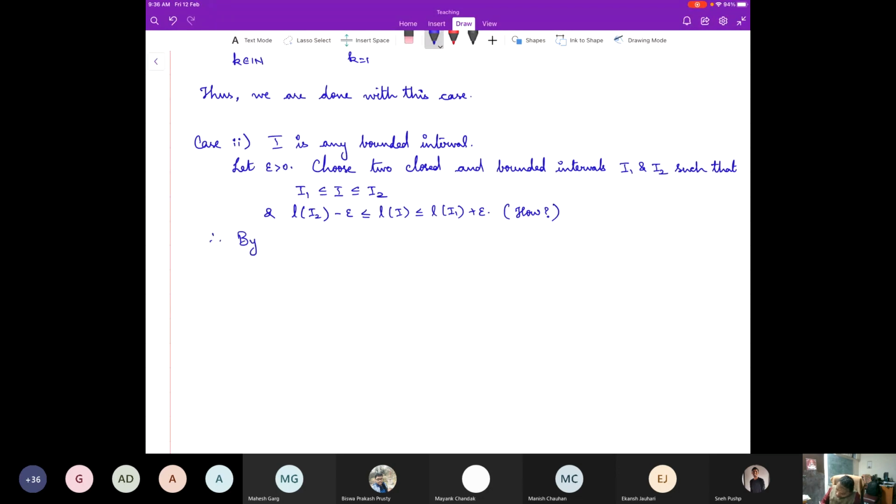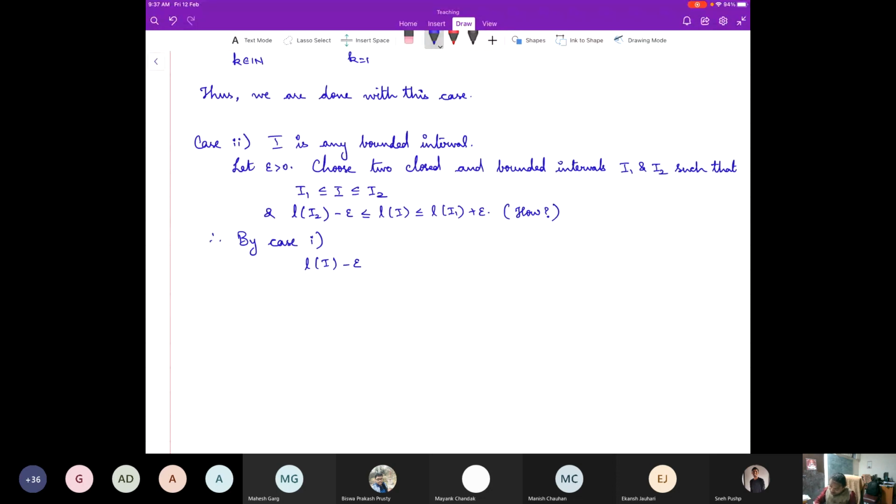Therefore, by case 1, so I'll have to show that length of I minus epsilon is less than or equal to m star of I, which is less than or equal to length of I plus epsilon. That's what I wanted to show. So length of I minus epsilon, what do we have?